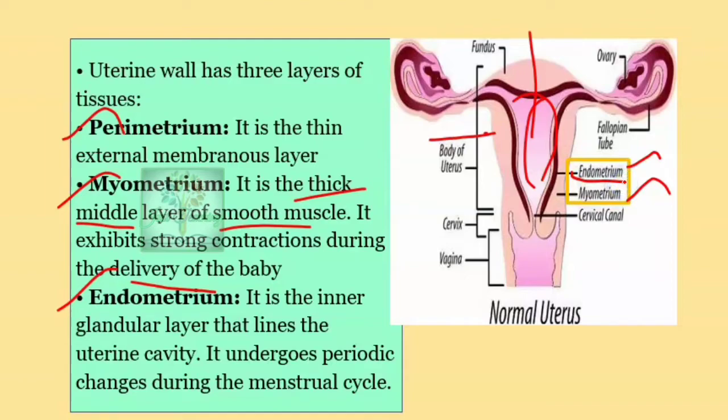And you should assume that this endometrium is not a permanent layer. It undergoes certain changes during every menstrual cycle. To be specific, it will be shedding off and reforming during every menstrual cycle. That is the characteristic of the endometrium. It undergoes periodic changes during the menstrual cycle. So these are the uterus wall layers. As I said, the uterus wall is made up of three tissue layers: perimetrium, myometrium and endometrium.